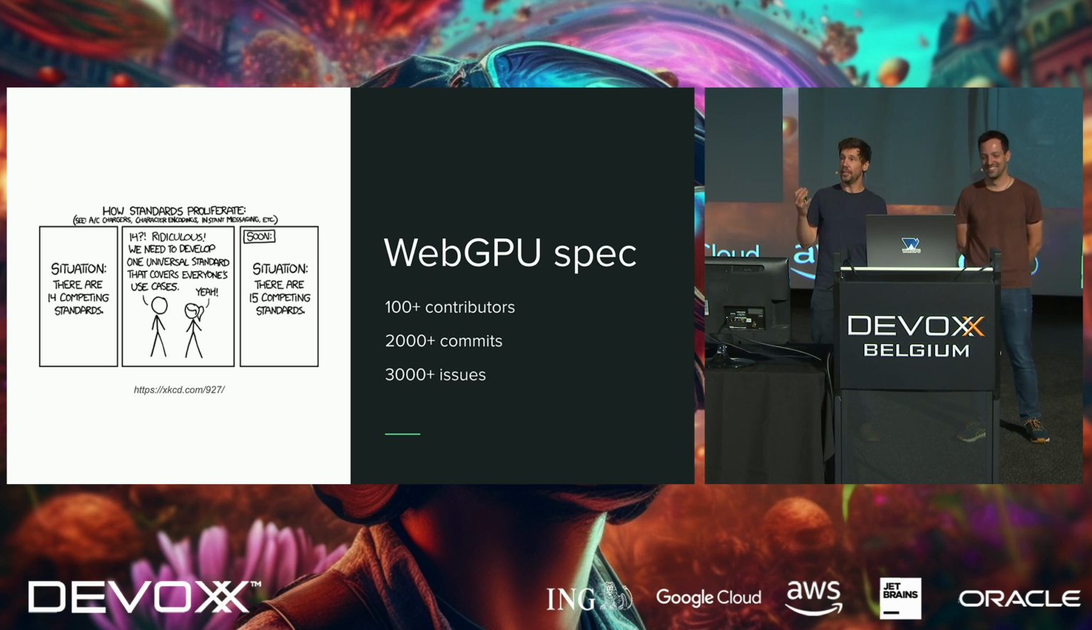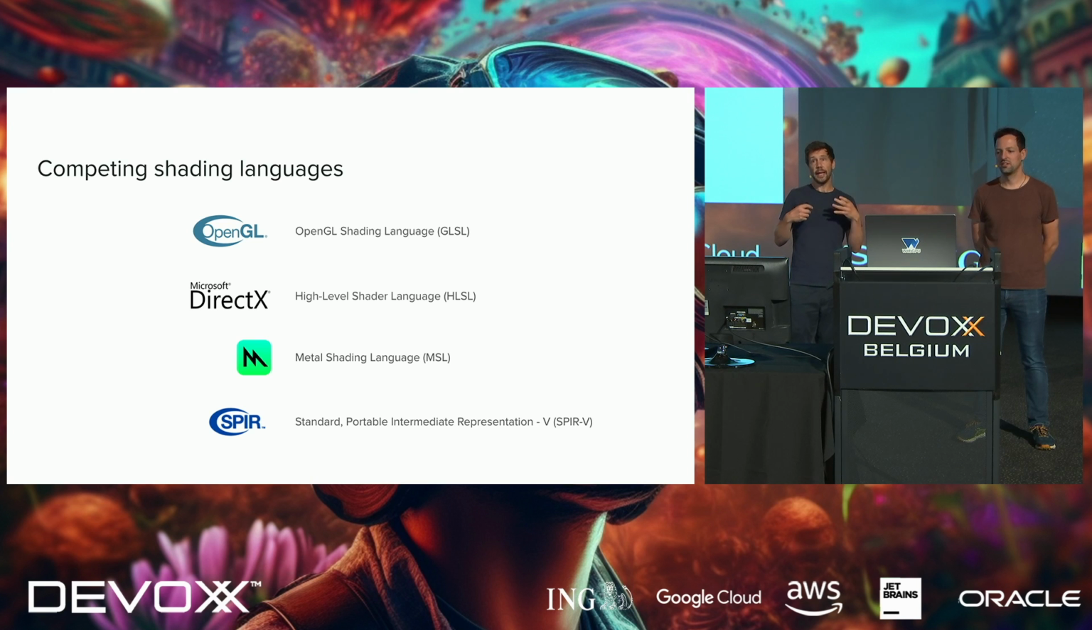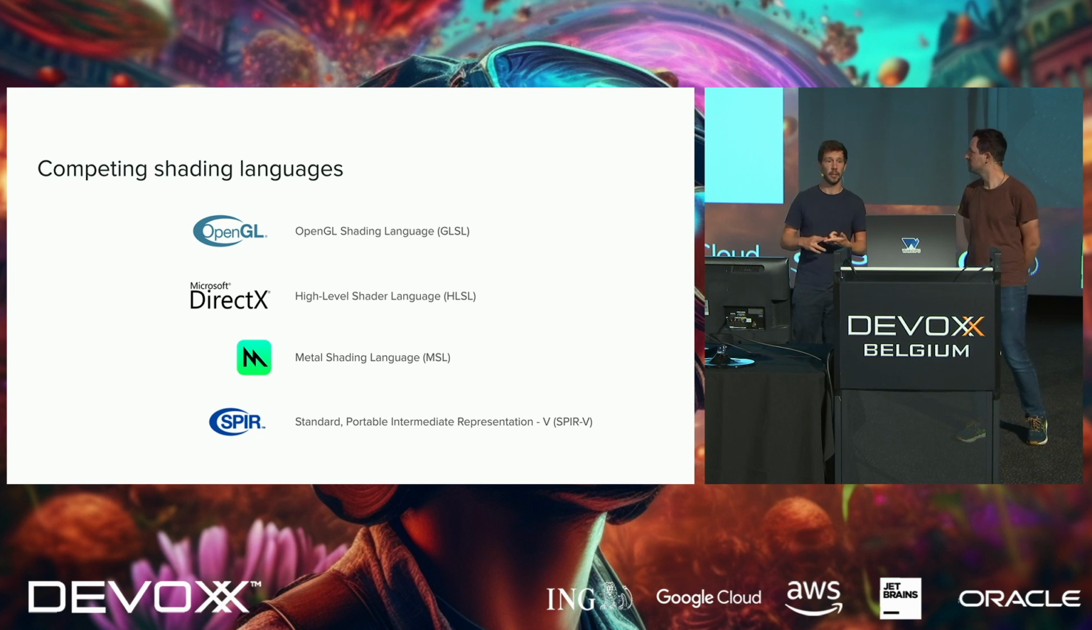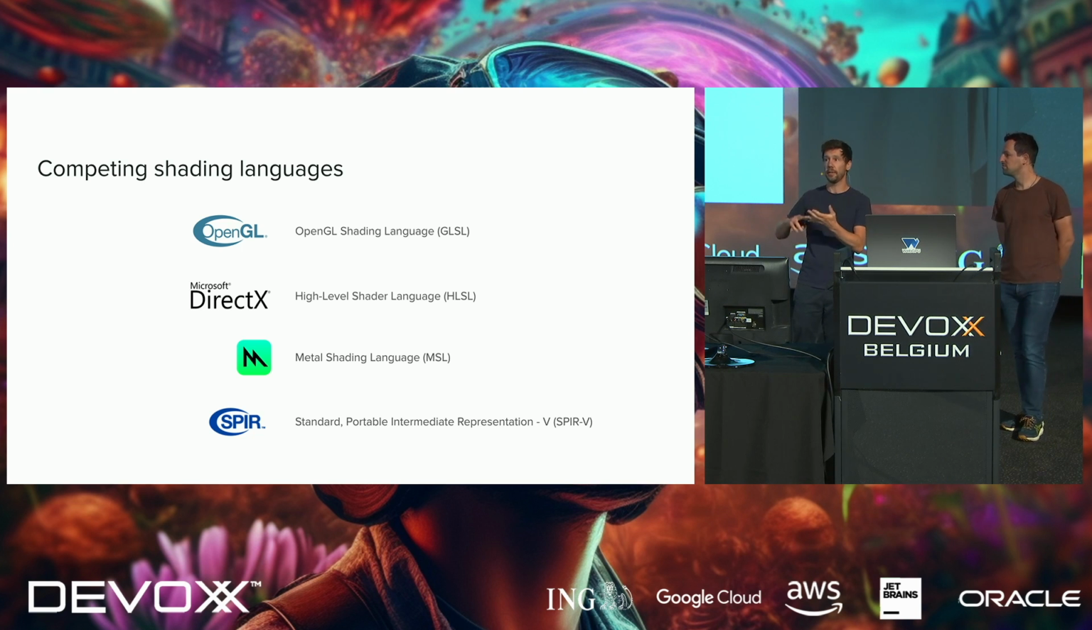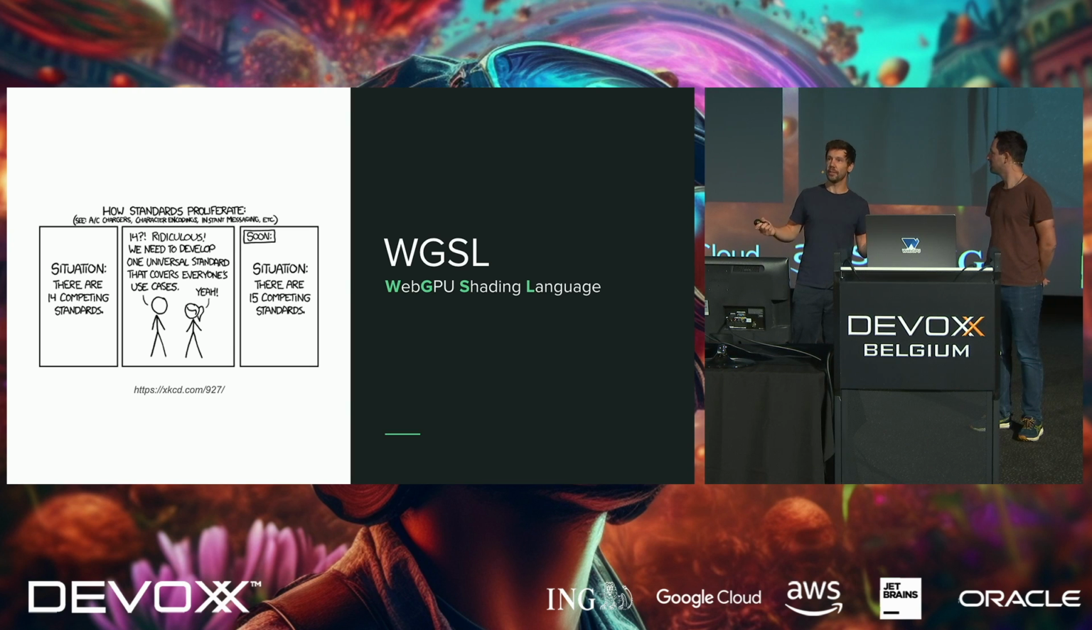While WebGPU is the API that allows you to organize commands you send to the GPU, a shading language is a programming language specifically designed to write shaders. And shaders are basically small programs that are executed in parallel on the GPU. And we had a bunch of existing shading languages to choose from, like GLSL, HLSL, MSL, SPIR-V, yet none of them was a perfect fit for the web. And you guessed it, WGSL, a new shading language for the web, was born.